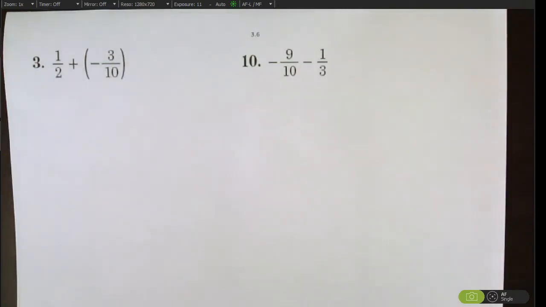Okay, so here we go. Section 3.6, adding or subtracting numbers without like denominators. So the key is getting common denominators.